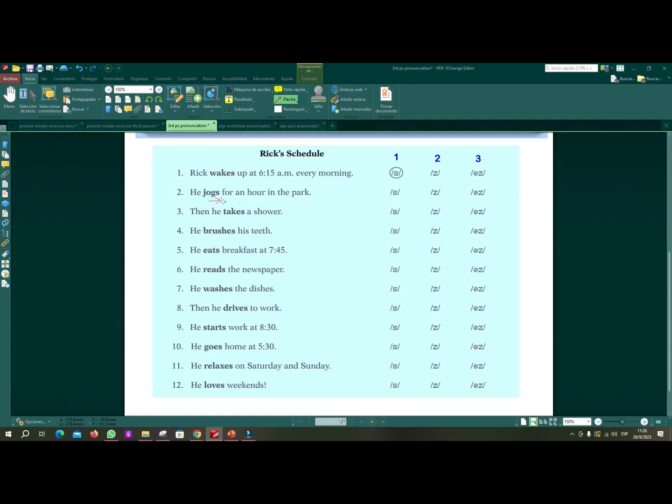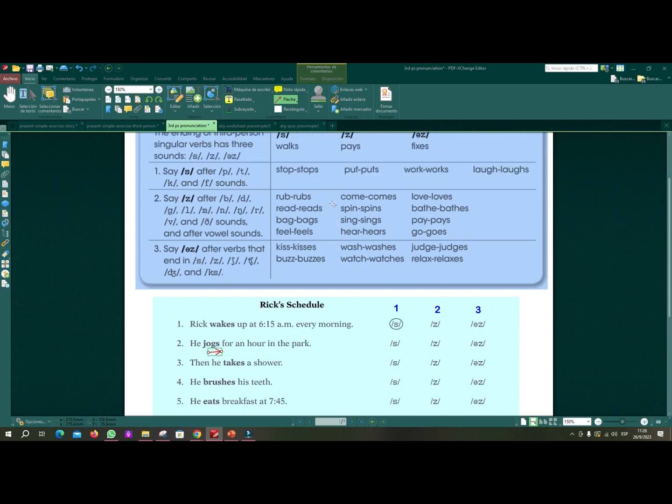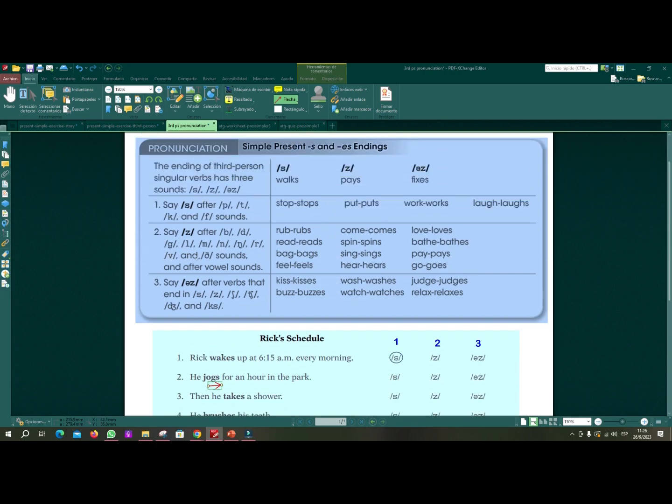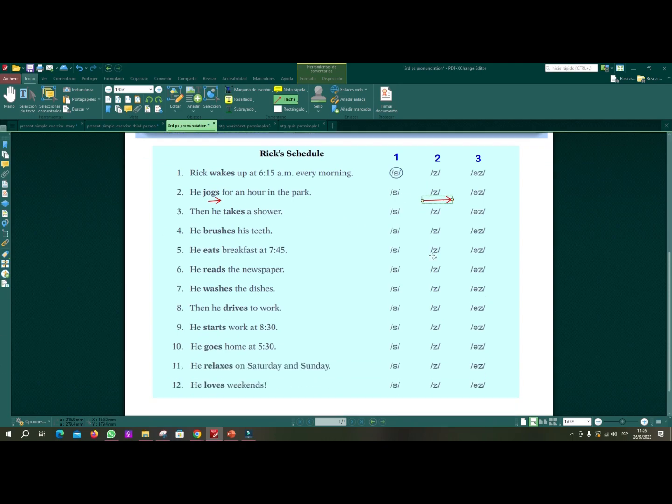Veamos qué letra tenemos aquí. G, right? According to the rules, the sounds that finish in G sound, you're going to have the letter Z, the second one, right? So that will be the correct one. Okay, thank you, Carolina. That's okay.